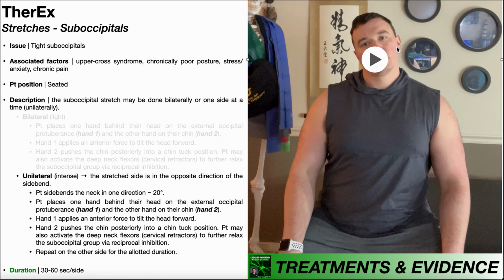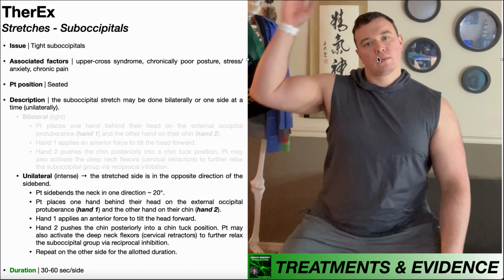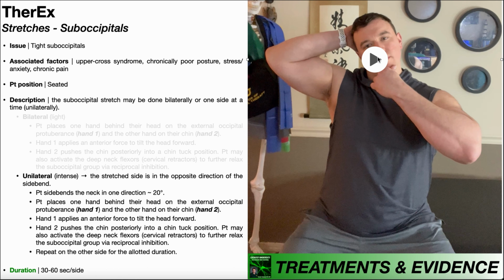And from here, the stretch is performed identically to how we did the bilateral stretch. Hand 1 is going to be positioned behind my head on the external occipital protuberance, and then hand 2 is going to be positioned on my chin. And once again, hand 1 is going to apply an anterior force to tilt the head forward into flexion. Hand 2 on the chin is going to try to push the chin posteriorly into a chin tuck position.